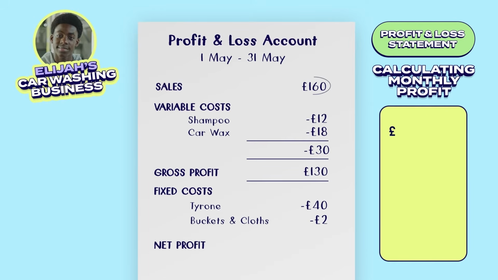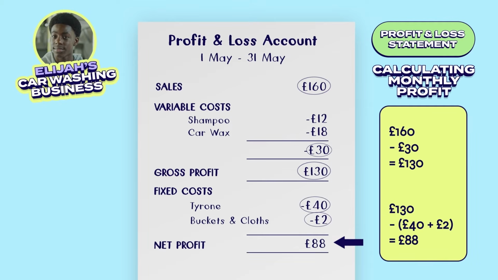Sales were £160, which after variable costs left a gross profit of £130. From that, he deducted variable costs of £40 and £2, which resulted in a net profit to the business of £88 for the month of May.